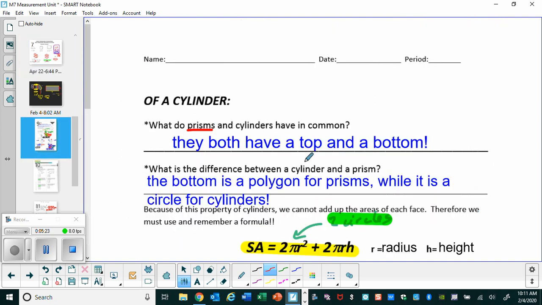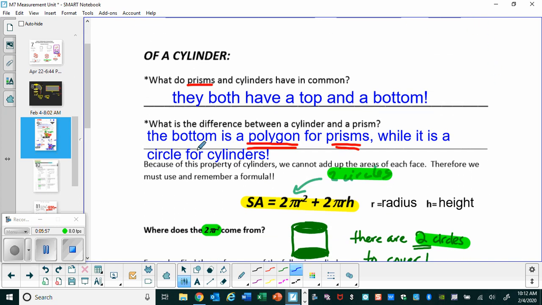All right, what is the difference then between a cylinder and a prism? Well, for prisms, the bottom is a polygon, and we've already had our polygons unit where we've talked about triangles and we've talked about quadrilaterals, whether they were parallelograms or trapezoids and things like that. So you could have a bottom that's a polygon and give it height. Now you've got a prism. Or you can have a bottom that's a circle and give it height, and then you've created something like this, which is your cylinder. Okay?